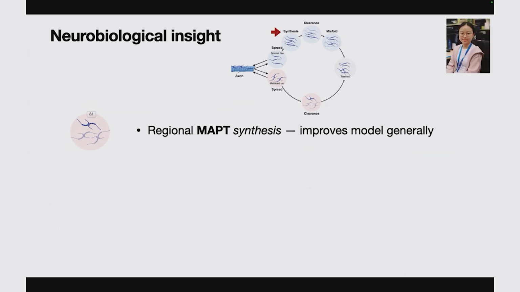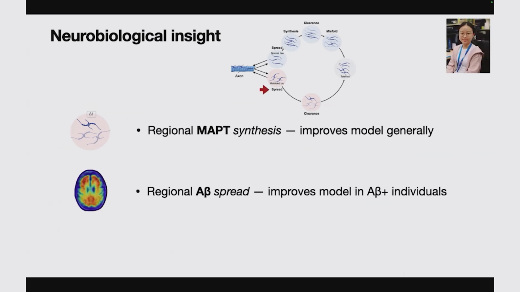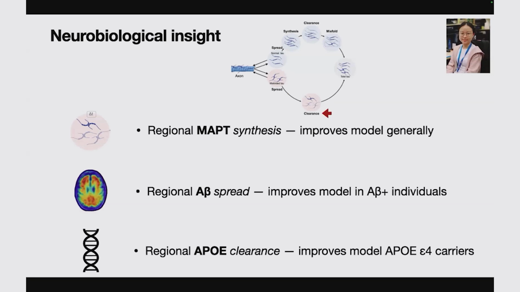human data. I already showed you how MAPT synthesis just generally improved prediction of tau on top of intrinsic functional connectivity. We also showed that allowing regional amyloid pattern to influence spread also improved the model, but specifically in people with biomarker evidence for brain amyloid. And finally, the ApoE4 allele is the leading genetic risk factor for Alzheimer's disease. We showed that allowing regional ApoE gene expression to moderate tau clearance improved the model, but specifically for people carrying the harmful ApoE4 allele.